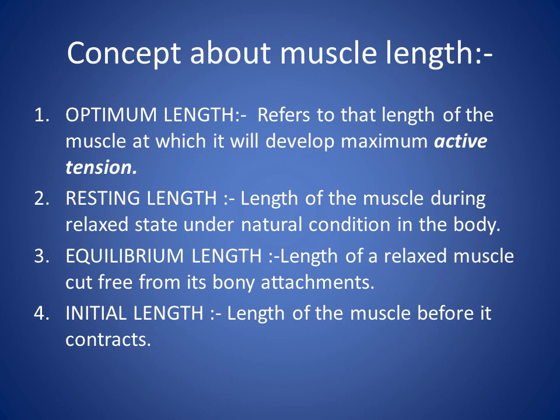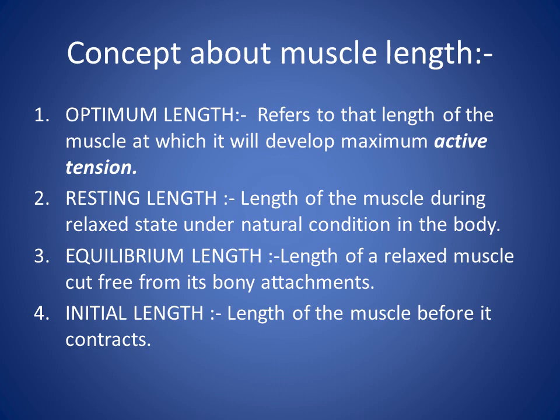Now coming to the concept about muscle length. These are small terms we should know about. Okay, in the next class these terms will come and we should know the meaning of these terms. The following concepts about muscle length will be useful in understanding the characteristics of muscle contraction. First is the optimum length. It refers to that length of the muscle at which it will develop maximum active tension. Okay, means after stretching from the optimum length, the tension will decrease.